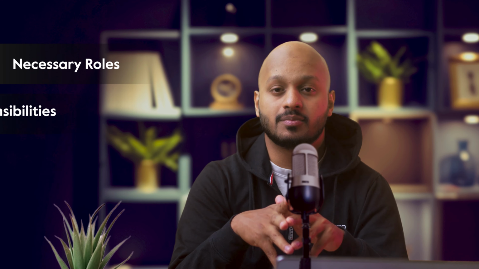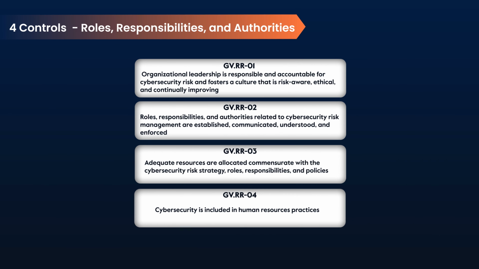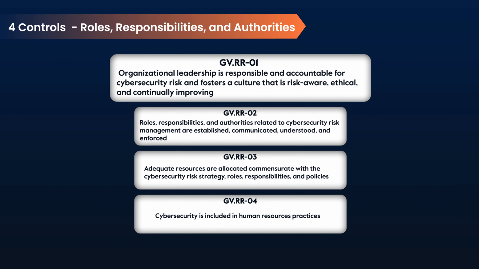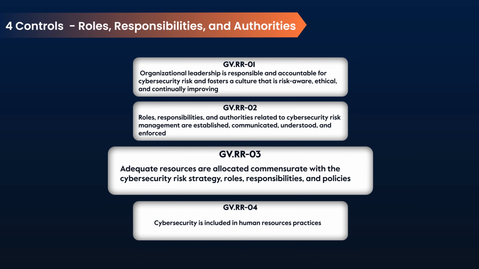Number 3, roles, responsibilities, and authorities, which builds on the fact that everybody plays a part in preventing cybersecurity attacks in an organization. You establish and communicate the necessary roles, responsibilities, and authorities to foster accountability, performance assessment, and most importantly, continuous improvement in your organization's cybersecurity posture. There are 4 controls under this category, including ensuring that leadership agree on their roles and responsibilities when it comes to building a culture of cybersecurity, and that adequate resources, both financial and human, are allocated for cybersecurity.